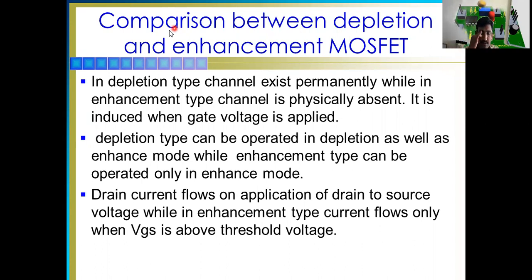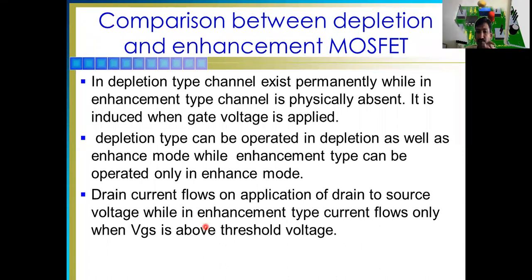Can the enhancement type operate in depletion mode? No, no, it only works in enhancement mode. Third difference: the drain current flows on application of drain to source voltage in the depletion type, while in the enhancement type current flows only when VGS is above the threshold value.